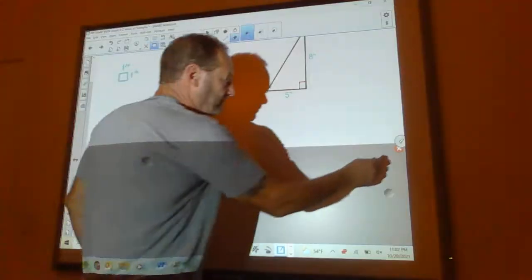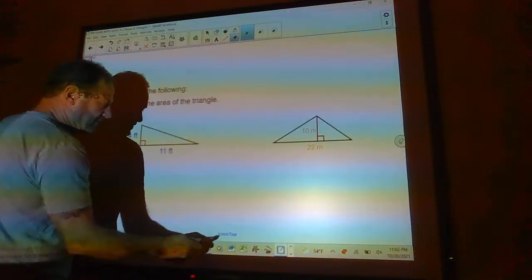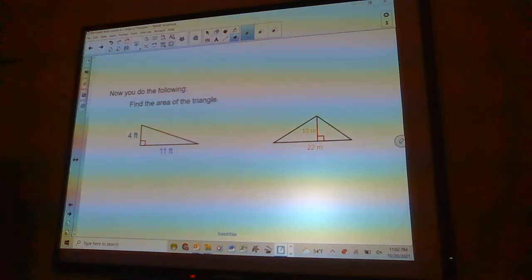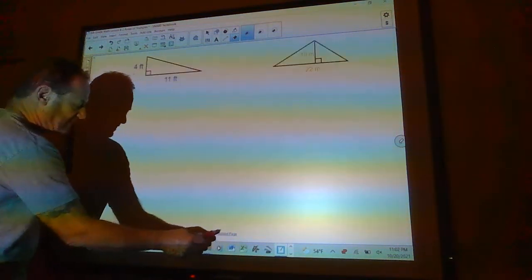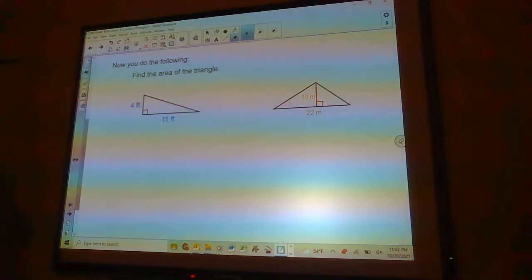Okay, so here's one for you to do. There's two for you to do. Find the area of these two triangles. So go ahead and pause the video, find the area of these two triangles, and then jump back on here and see how you did.